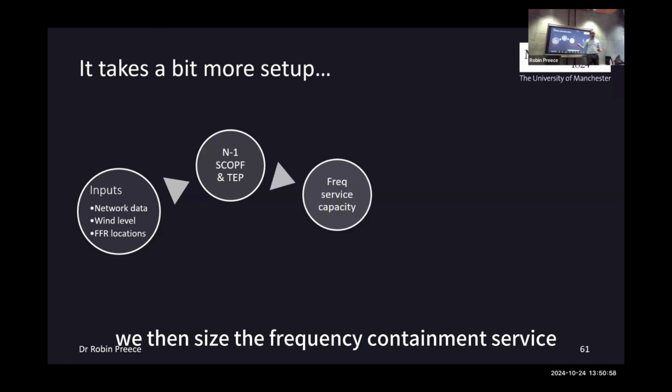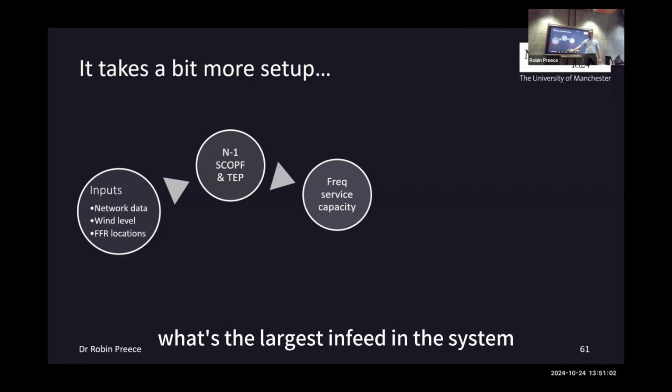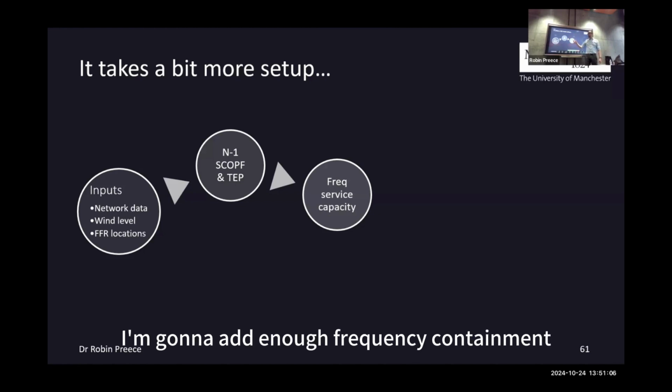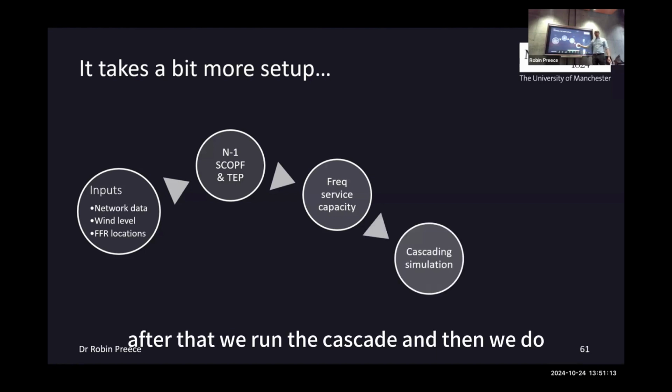We then size the frequency containment service. So then we look at it and we go, okay, what's the largest infeed in the system? I'm going to disconnect that. I'm going to see how the frequency is going to drop. I'm going to add enough frequency containment to make sure that that frequency comes back up to where it needs to be. After that, we run the cascade and then we do the actual outputs.